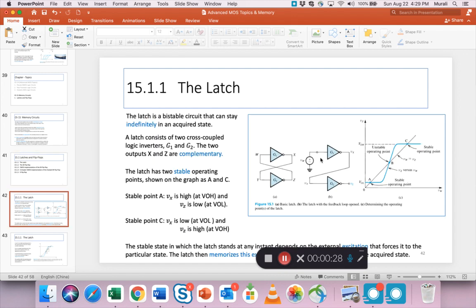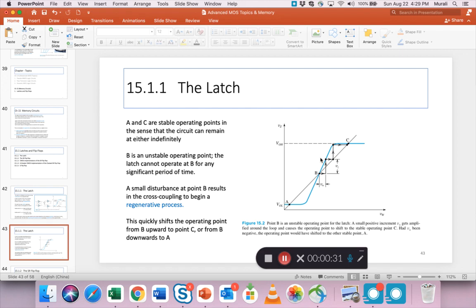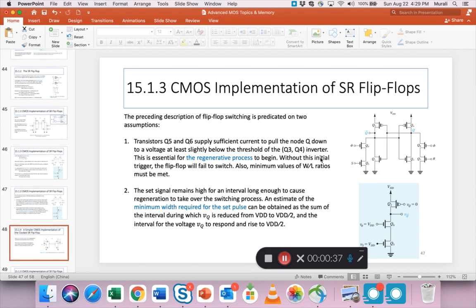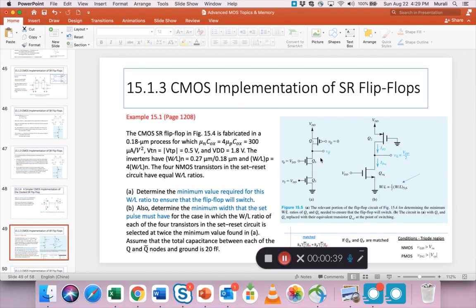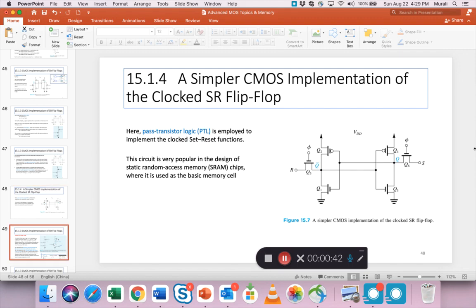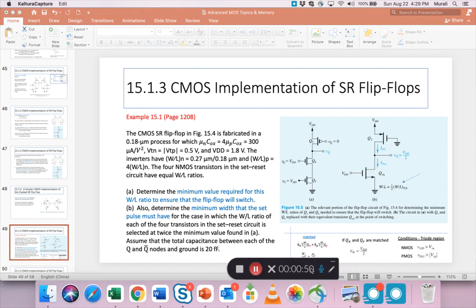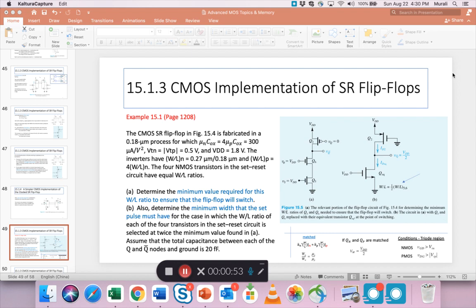We went through all this. I'm skipping past the slides, and I will stop at, well, slide number 49. Slide number 49 is the first numerical that we will do related to the SR flip-flop. Now this is an example from the textbook, so fortunately you will have access to the solution.